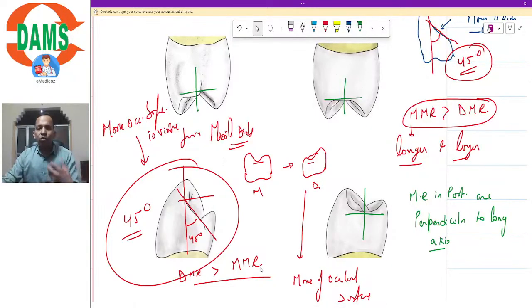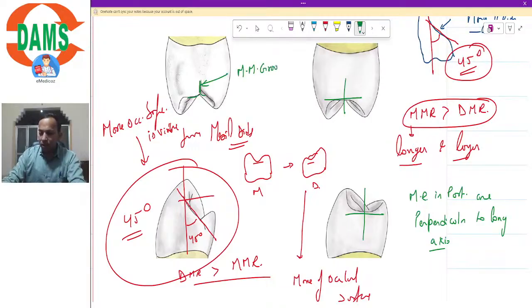Apart from that, you can also notice that the marginal ridge of the maxillary first premolar, right? The marginal ridge of the maxillary first premolar is crossed by a groove. This is the groove, isn't it? And this is known as the mesial marginal groove. This is a developmental groove, right? And this is exclusively seen on the maxillary first premolar. So you can say this is a characteristic feature of the maxillary first premolar, the mesial marginal groove.